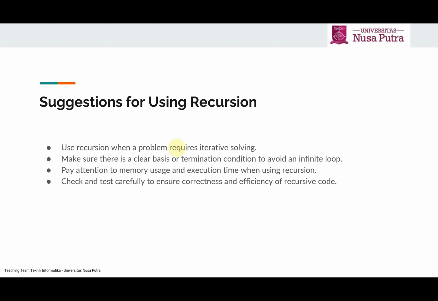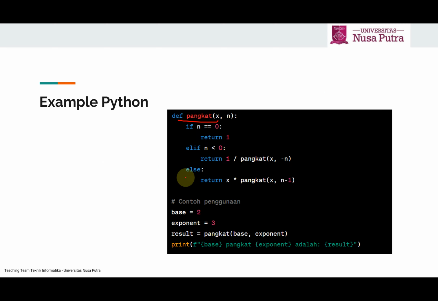And these are suggestions for using recursion. Number one: use recursion when a problem requires iterative solving. What I mean by iterative solving is something like 1 2 3 4 and so on. Make sure there is a clear base or termination condition to avoid an infinite loop. You should know when the code will stop.